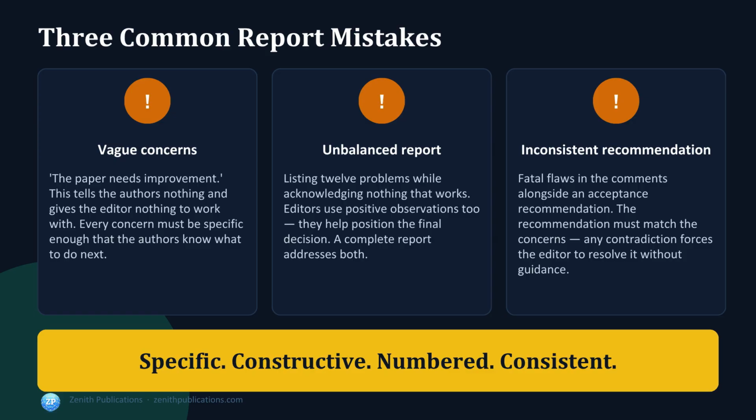3 mistakes that produce unhelpful review reports. Vague concerns. "The paper needs improvement." This tells the authors nothing and gives the editor nothing to work with. Every concern must be specific enough that the authors know what to do. Unbalanced reports. 12 problems, nothing that works. A review that acknowledges what the paper does well is more useful, not less rigorous. Editors use positive observations too. They inform the positioning of the final decision. Inconsistent recommendations. Fatal flaws in the comments alongside an acceptance recommendation create a contradiction. The recommendation must match the concerns.